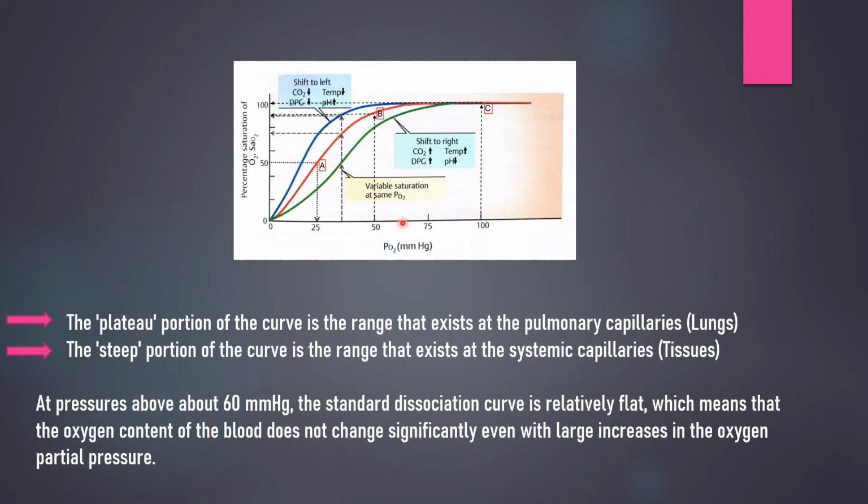Now just look into the partial pressure at 60. Above 60 mmHg, the standard dissociation curve is almost flat. What does that mean? That means the oxygen content of the blood does not change significantly even with a large increase in the partial pressure. See, from 60 mmHg, the partial pressure has increased to 100, but still this oxygen saturation, SO2, is almost the same. It's a plateau.